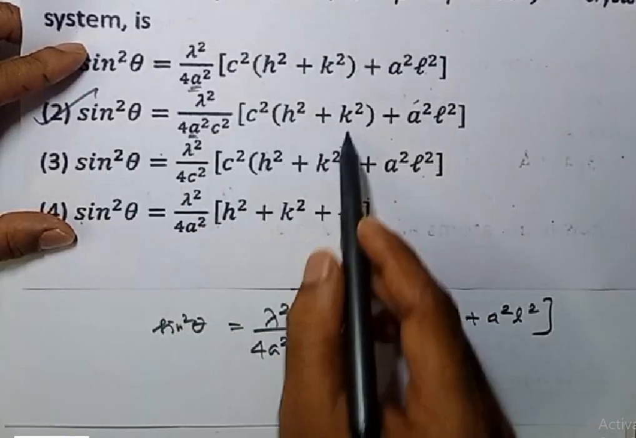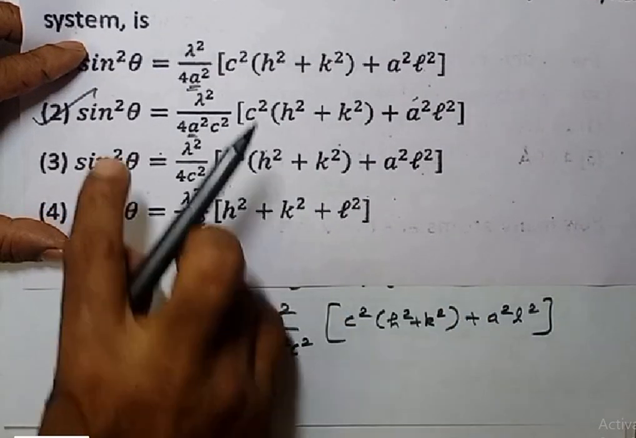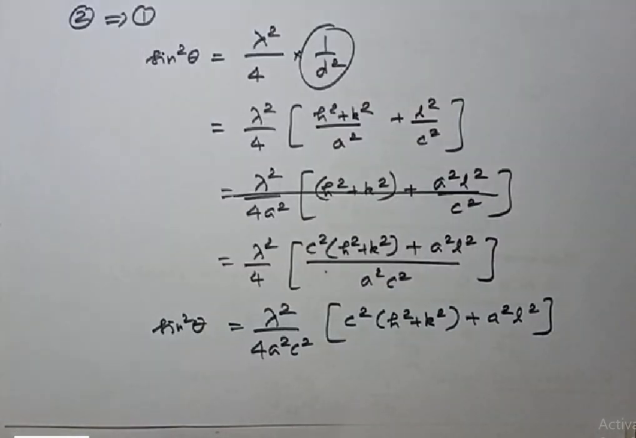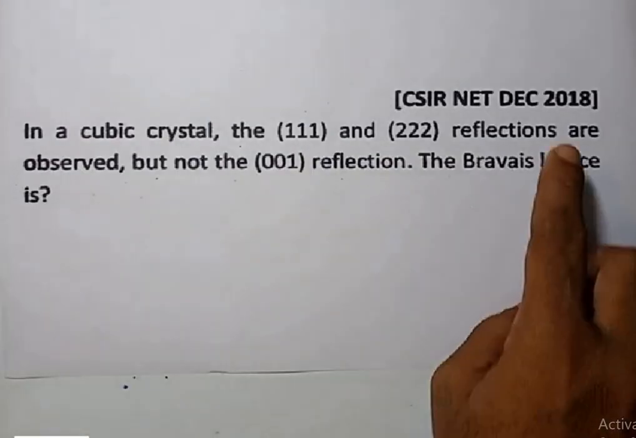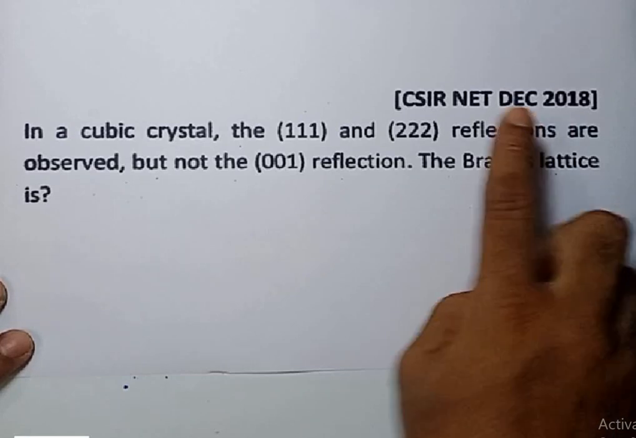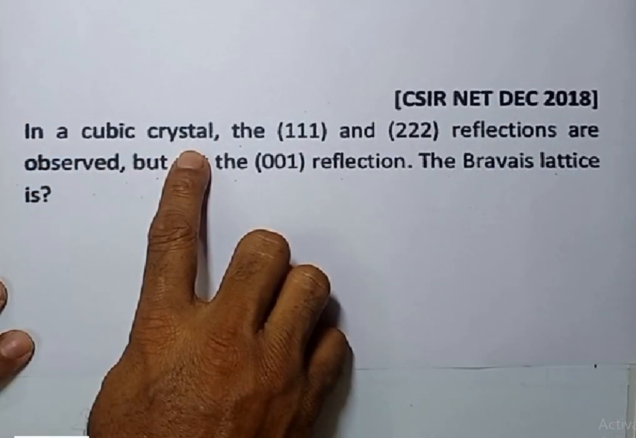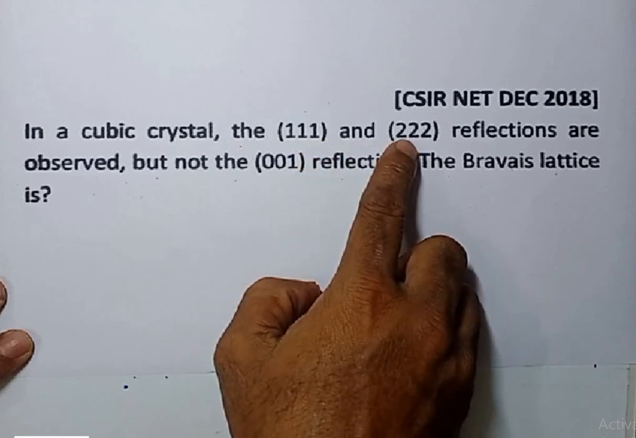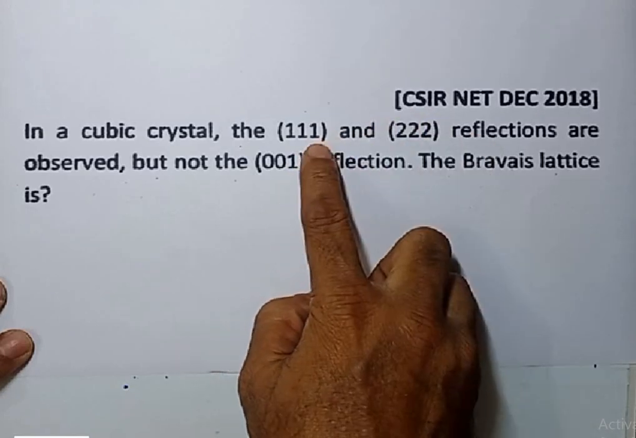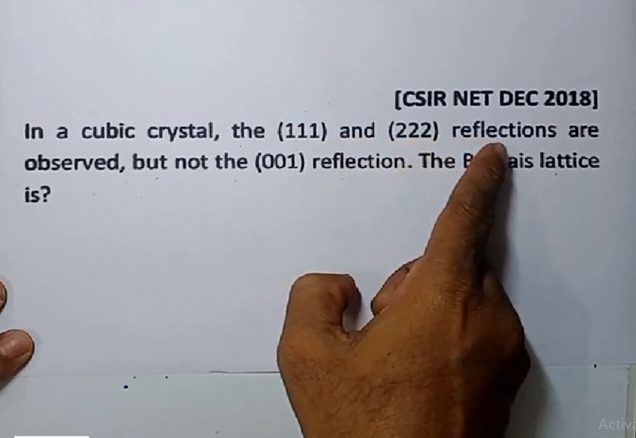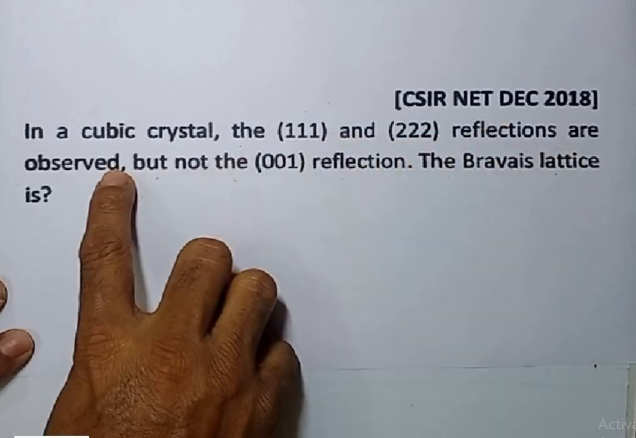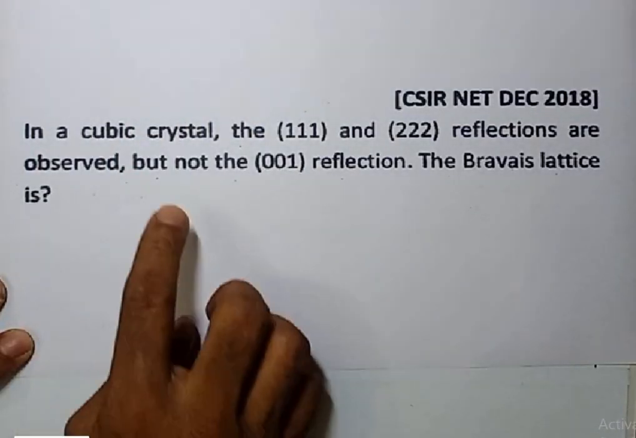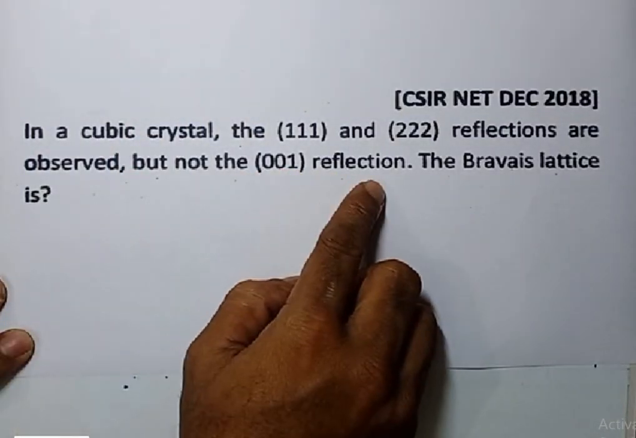Option 2 in the question. So the correct option for this question is 2. Okay. Take note. This question appeared in 2018 December. In a cubic crystal, the 111 plane and 222 plane reflections are observed. They appear in the XRD pattern, but not the 001 reflection.